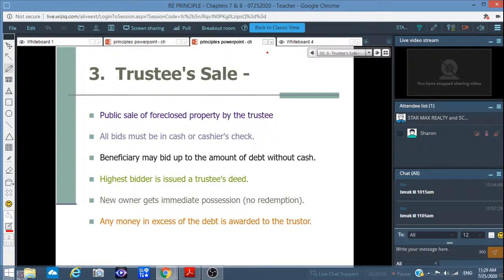Alright, trustee sale on that day. Public sale of the foreclosed property by a trustee. All bids must be in cash or cashier check to the trustee. Beneficiary may bid up to the amount of debt without cash. Highest bidder is issued a trustee's deed.